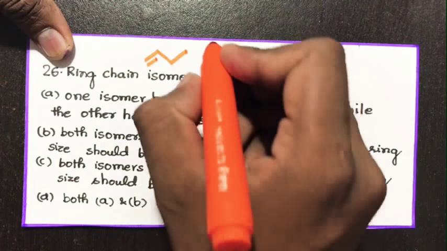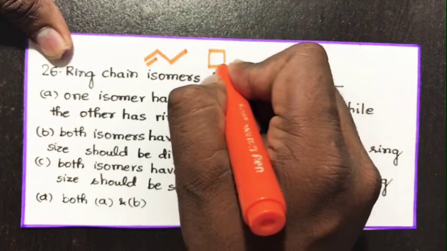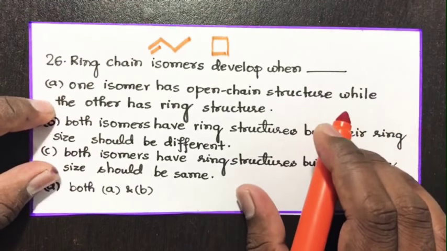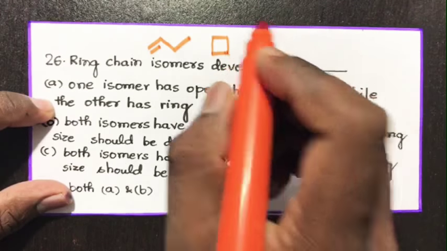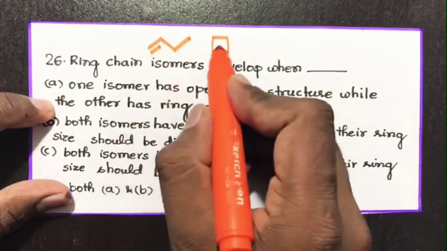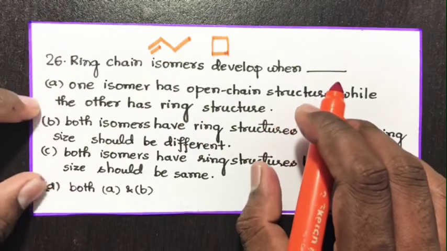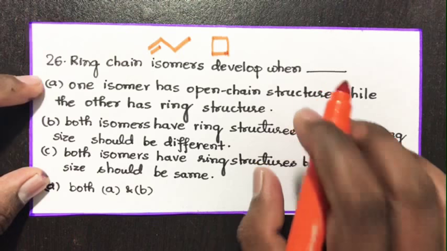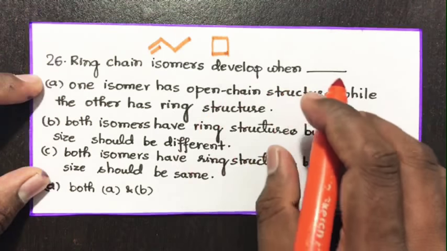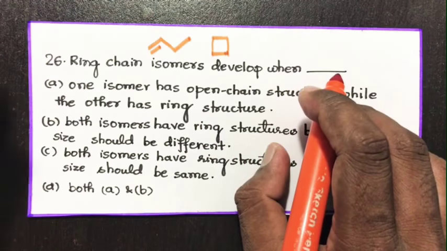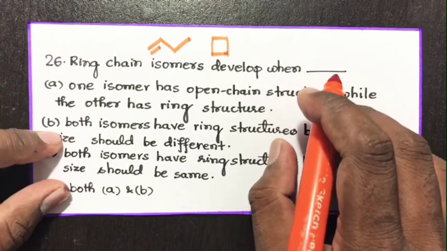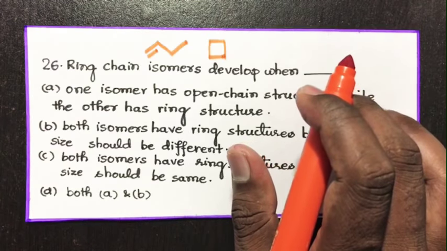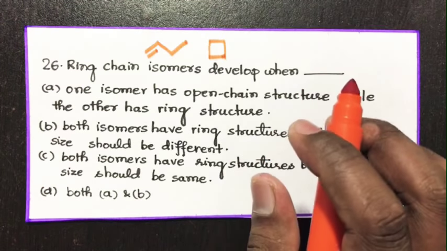This is butene and this is cyclobutane. Both of them have the same molecular formula, so they are isomers, but one is in the ring and another is in the chain. So these two are ring chain isomers. So one is correct. Now if there are two isomers in which the ring size of one is different from the other, then it can also be a ring chain isomer.